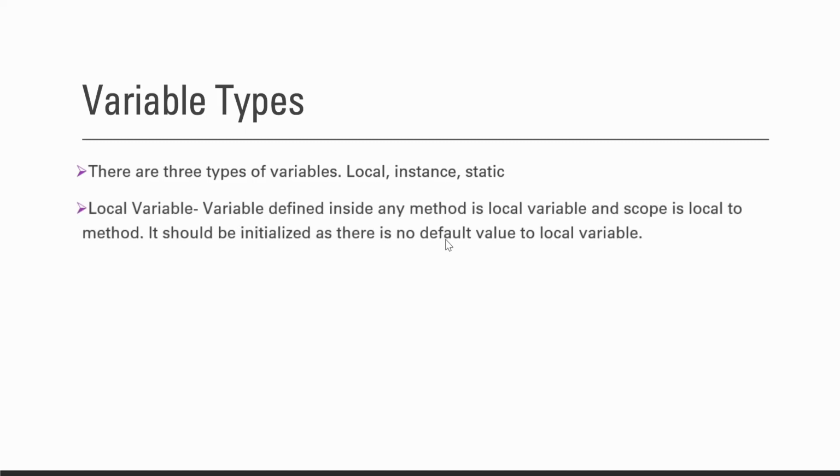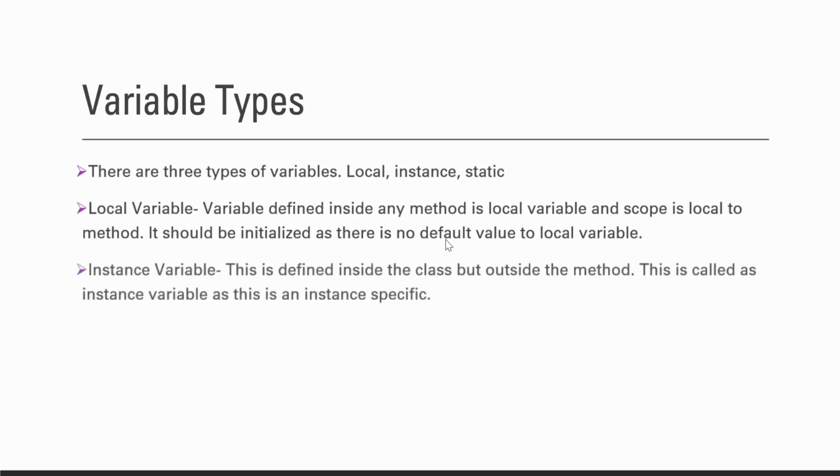Now there are three types of Java variables. First is local variable, second is instance variable and third is the static variable. Now what is the local variable? Any variable defined inside the method will be a local variable. The scope of this variable is local to the method where it is defined. The most important thing you have to remember about this is it should be initialized before using inside the method. If you are not initializing it, it will throw an error.